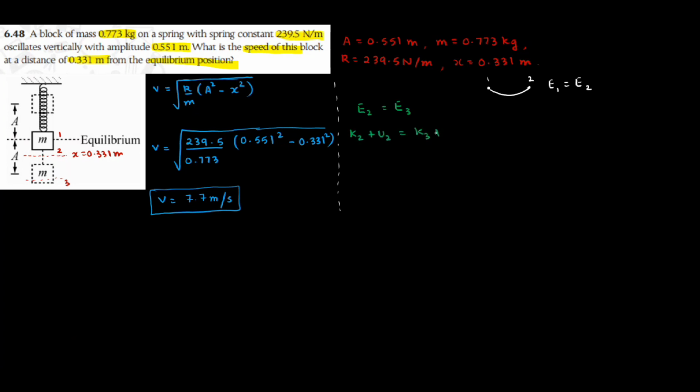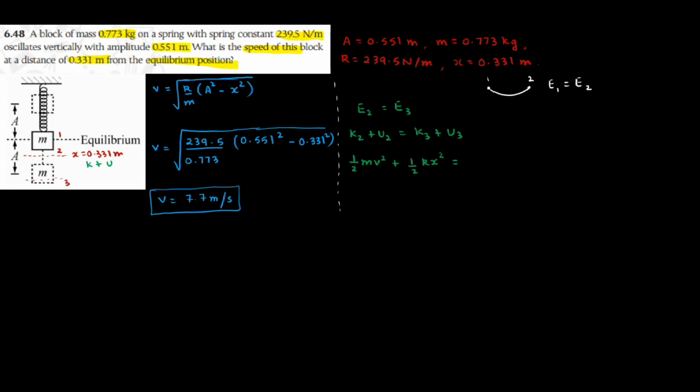So K3 plus U3. At point 2, since the block is in motion and it is neither at the equilibrium position nor at the maximum point, point 2 will have both kinetic plus potential energy. So kinetic energy we can write as half mv squared, and potential energy is, since this is spring, it's energy of the spring, half kx squared.